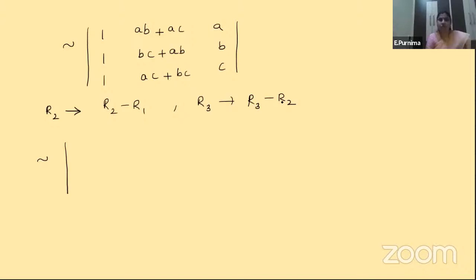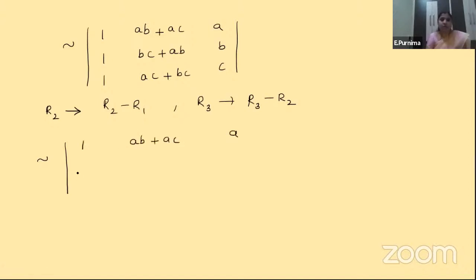Understood? And here I did R2 tends to R2 minus R1, you can do it as R1 tends to R1 minus R2. It is up to you, children. It is not always that the same transformation should be followed. But whatever transformation you do, that should be correctly done and should give you the proper result. Understood? So there is no change in R1, so in R1 I am writing as it is: AB plus AC, A. Is it clear?